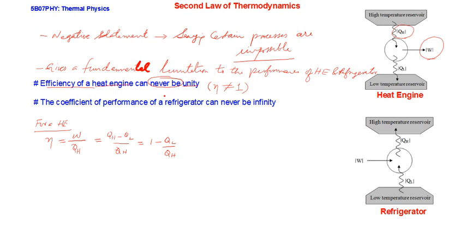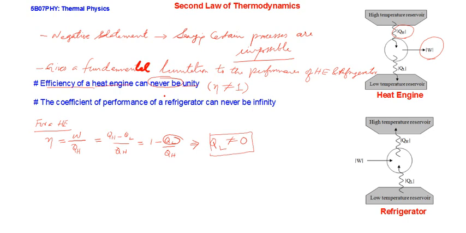So let's see what does it mean. If you look at this expression, for eta to be equal to 1, what should happen? You can see that this QL should be equal to 0, right? If QL equal to 0, eta can be equal to 1. Then the second term, this subtracting term, will be equal to 0. So this statement means that QL is never equal to 0. That is another interpretation. QL for a heat engine can never be equal to 0. That is another simple way of putting the statement of second law of thermodynamics.